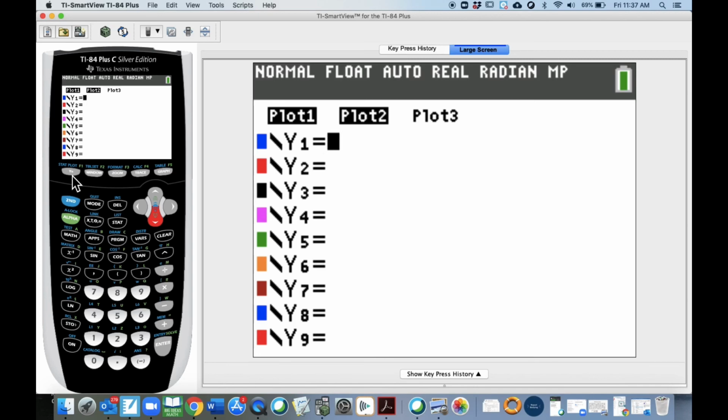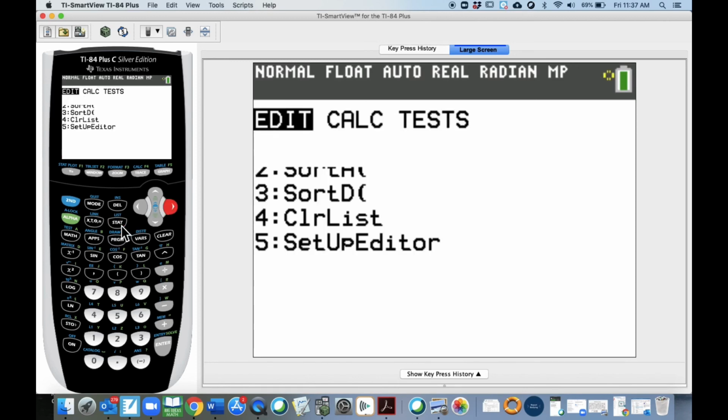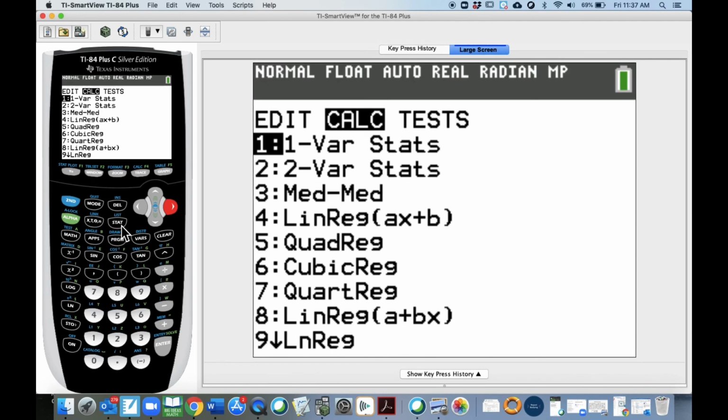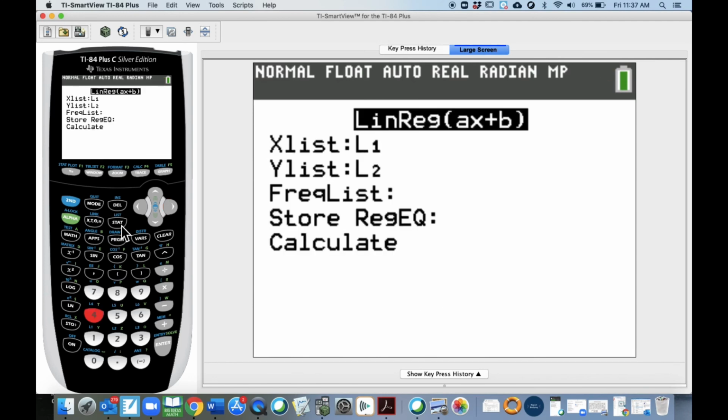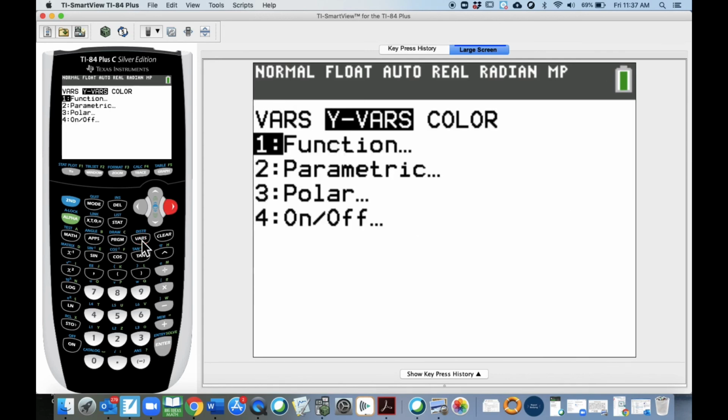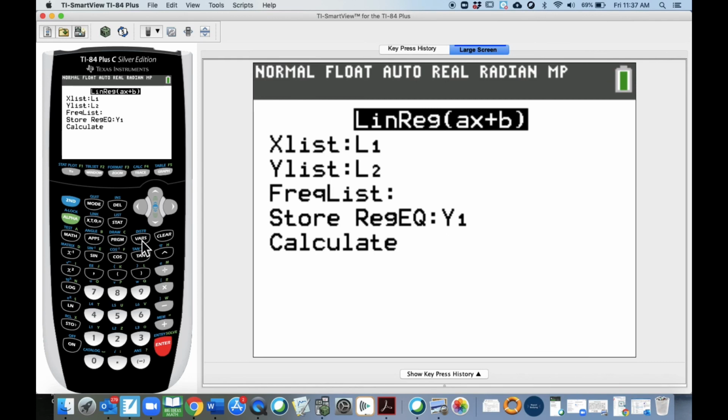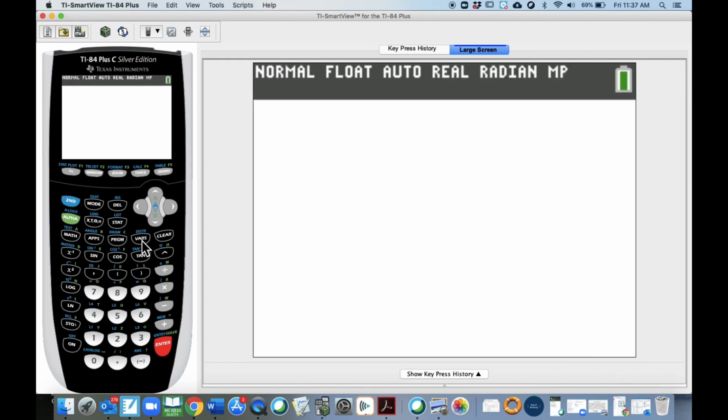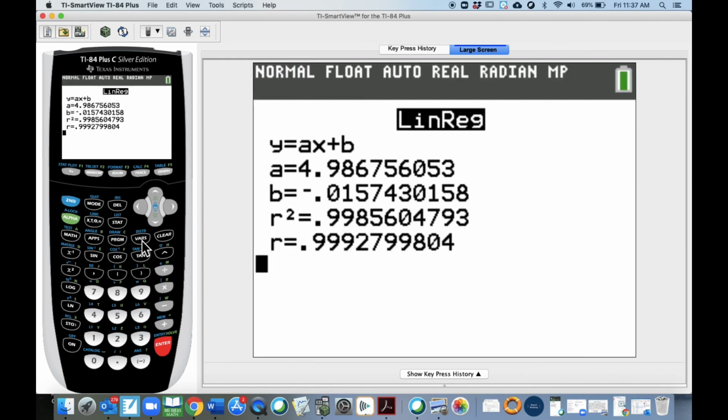If I want to get an equation for it, which I kind of do, I'm going to go to Stat Calc Linear, which is 4. And I'm going to enter, enter, enter. And when I get down to the store, I'm going to go to vars, yvars, enter, y1, enter, enter. And I'm going to pause here and I'm going to write these numbers down. So take a second to write these numbers down on your paper.